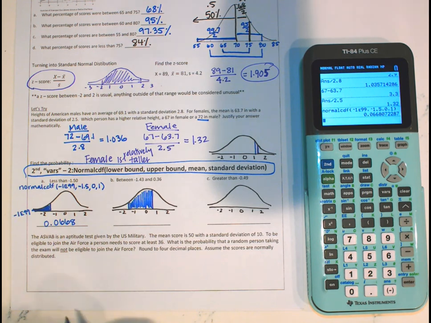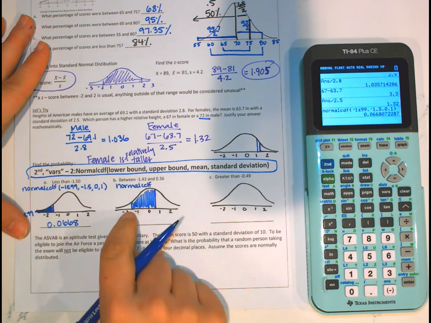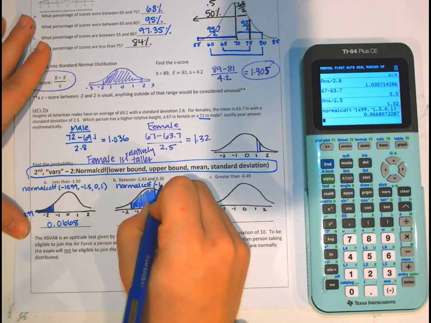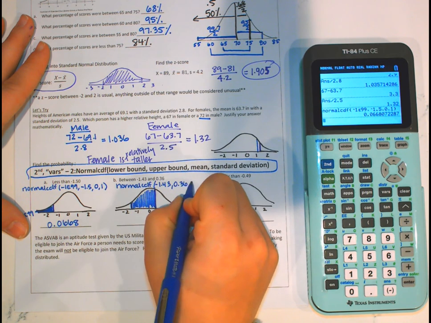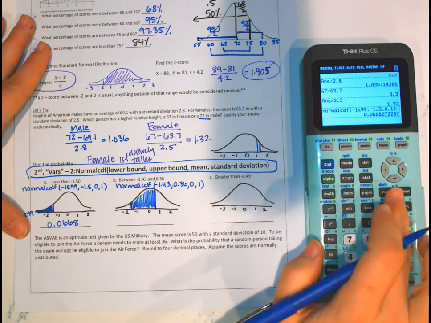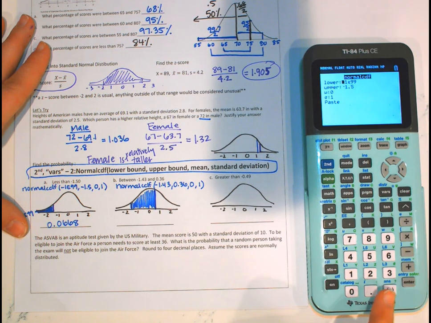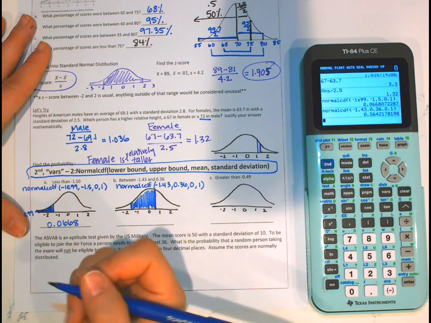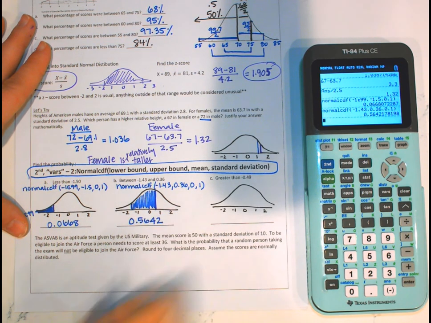So then when I do my normal CDF, in this case, my lower bound is this negative 1.43. The upper bound is 0.36. My mean is still 0. My standard deviation is still 1. So I'll go back to here, second vars, normal CDF. I'm going from negative 1.43 to 0.36, mean is 0, standard deviation is 1. So the area underneath my curve is 0.5642.